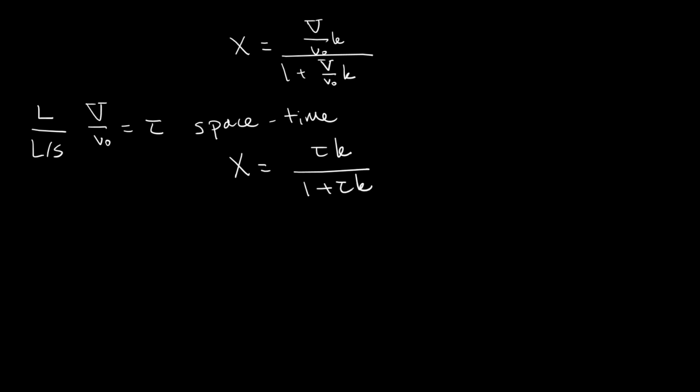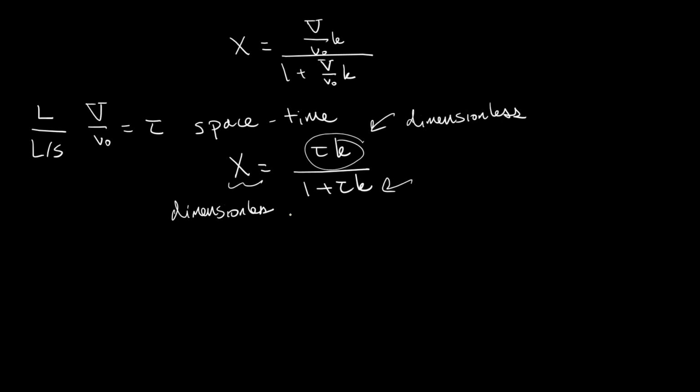And we can do one more step. We can think about what this tau k represents. If you notice, x here is dimensionless. And this quantity tau k is also dimensionless. You'll notice tau has units of time because it's our space-time, and k, our rate constant, has units of inverse time. So together they are dimensionless. And it turns out this quantity tau k is equal to the Damköhler number for a first-order reaction.